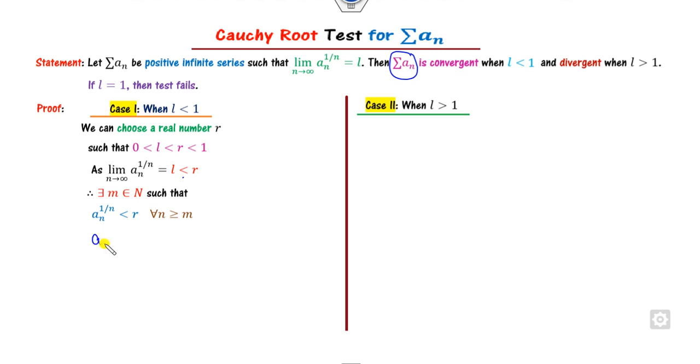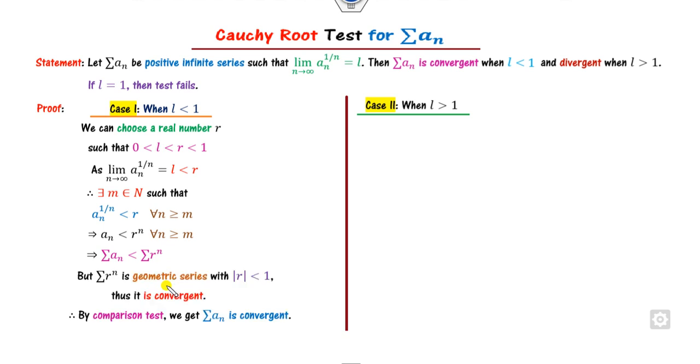Now our target is to identify the nature of a_n. Can you find the value of a_n from here? This is less than R raised to power n, and you can take the summation on both sides. What is the nature of this series? This is a geometric series, and the common ratio is R, which is less than 1. Therefore by the comparison test and the geometric series test, the series is convergent.